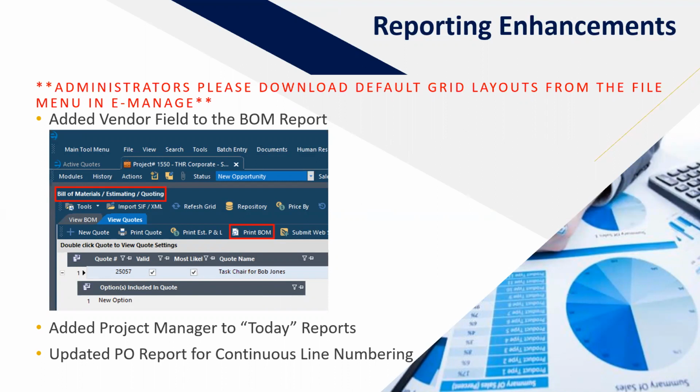So let's get started on some of those reporting enhancements. We did add the vendor field to the BOM report. When you go into a project and into the bill of materials and you're on the view quotes tab, if you're not already using this print BOM report, it's a pretty nice report. You just highlight your quote and hit print BOM. It gives you a really nice itemized list of all of the product on your quote without all the presentation items of a quote, so the cover page and no sell prices or anything like that. Just a really clean itemized list of product. I've seen people use that for checks and things like that.